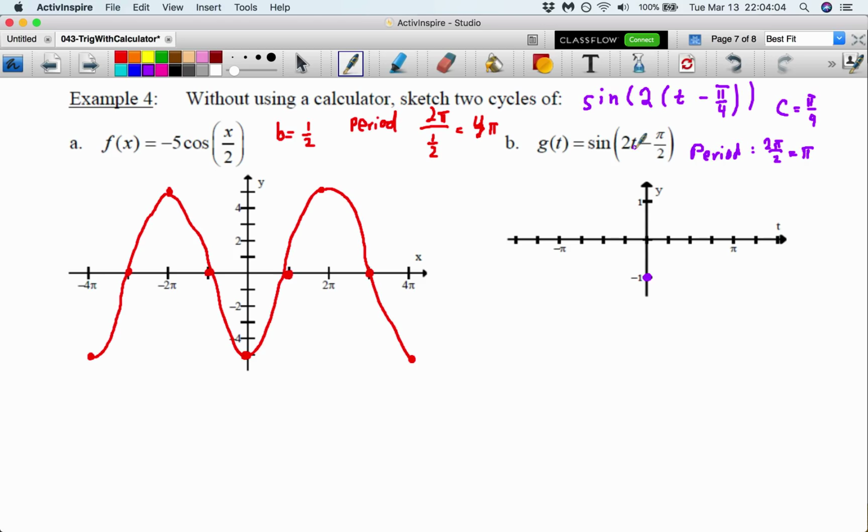What's when we plug in t equals pi over 4? That would be 2 times pi over 4, minus pi over 2. We have sine of pi over 2 minus pi over 2. Sine of 0. So at pi over 4 it is 0. So it's going to shrink down our function by a factor of pi. It repeats in pi. It has to repeat in a shorter amount of time.